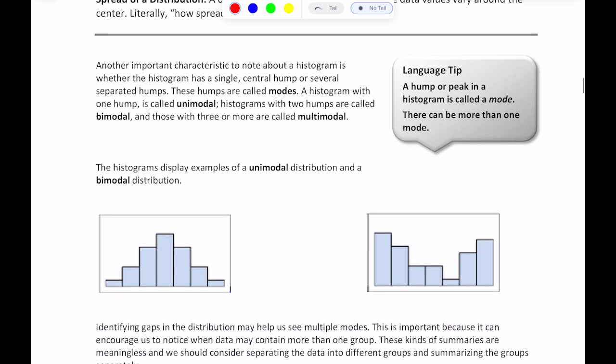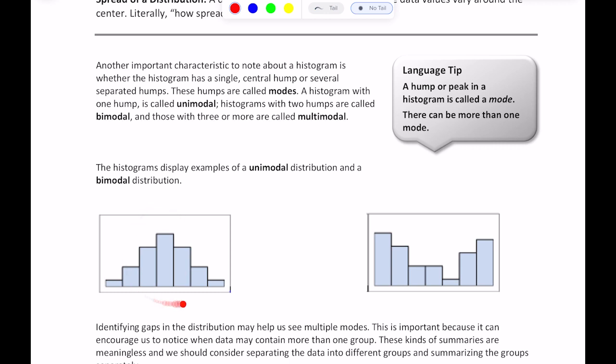Okay. And as I mentioned earlier, another important characteristic to note about a histogram is whether it has a single or central hump or separated humps, and those are called modes. The mode is the number that occurs the most. When a histogram has one hump, as the one we did has, it's called unimodal. So the prefix uni means one. Histograms with two humps are called bimodal, right? Bi means two. Three or more we just call multimodal.